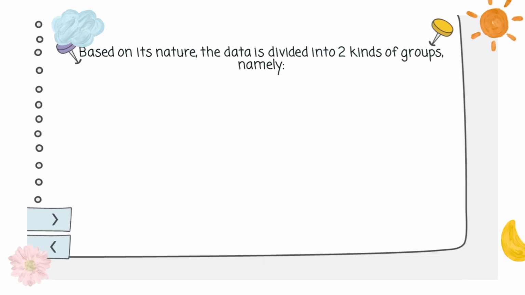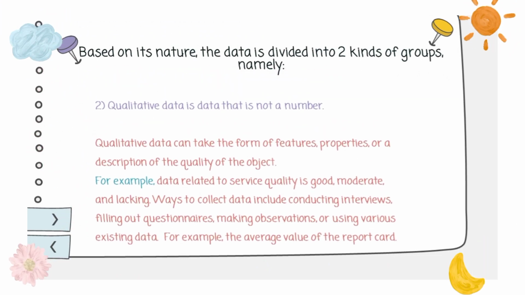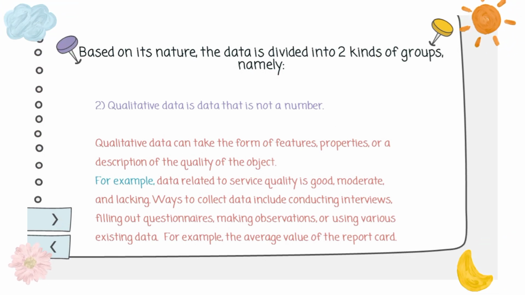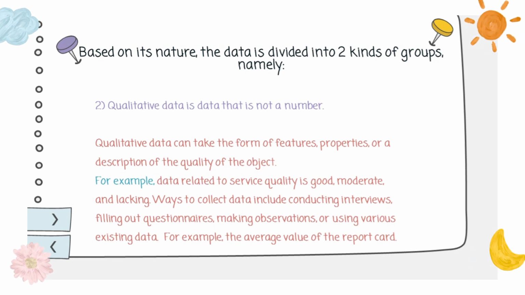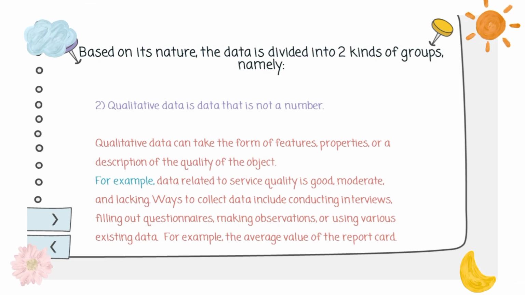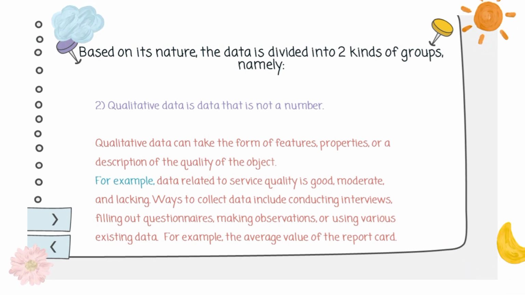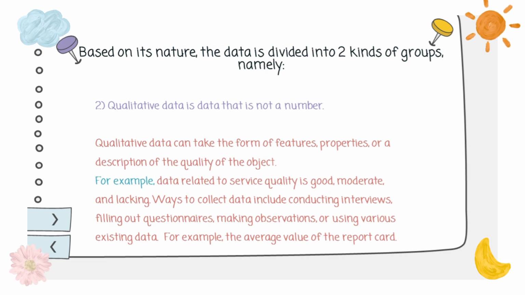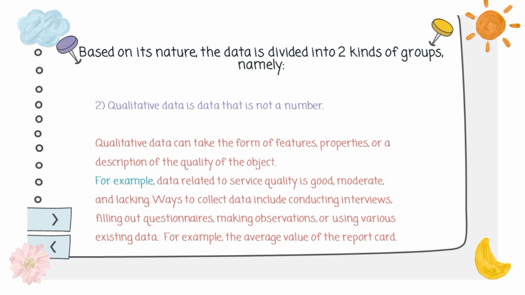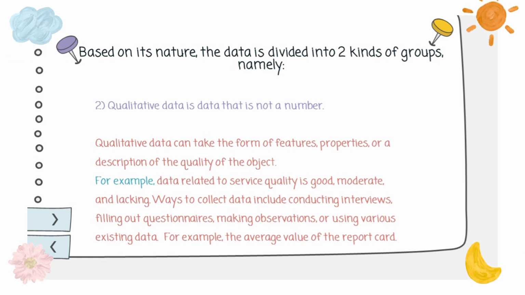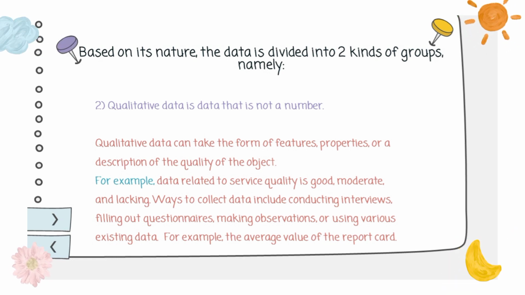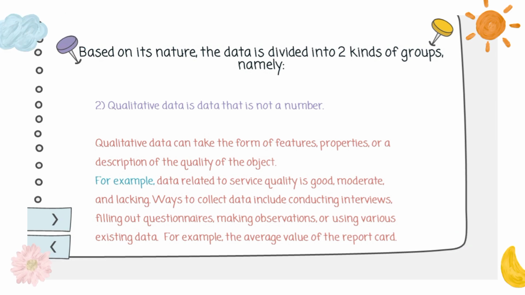So, the second is qualitative data, which is data that is not a number. Qualitative data can take the form of features, properties, or a description of the quality of the object. For example, data related to service quality is good, moderate, and so on. Ways to collect data include conducting interviews, filling out questionnaires, making observations, or using various existing data, for example, the average value of the report card.